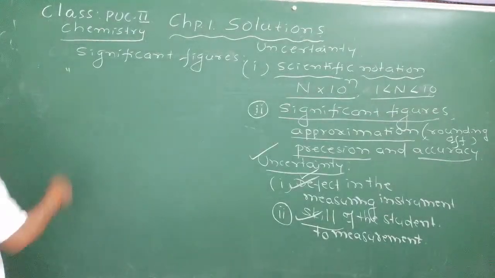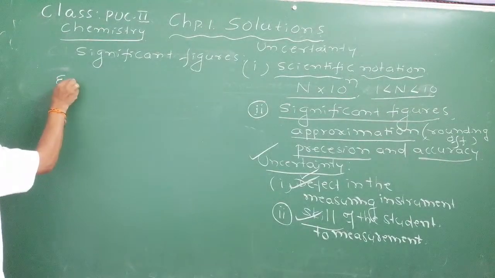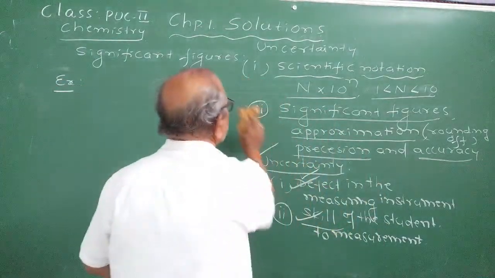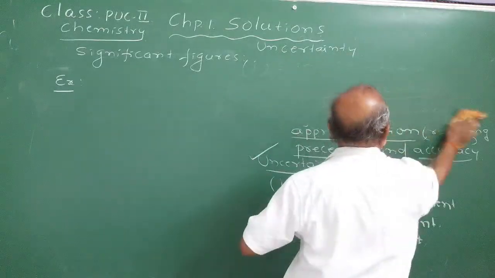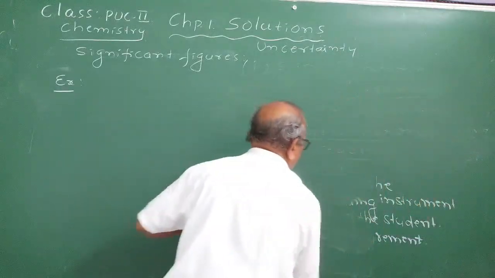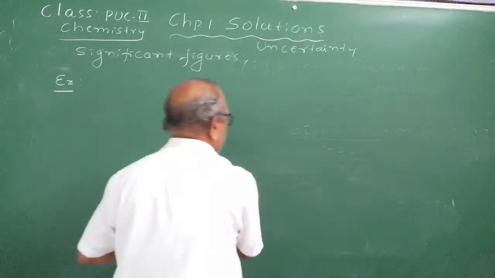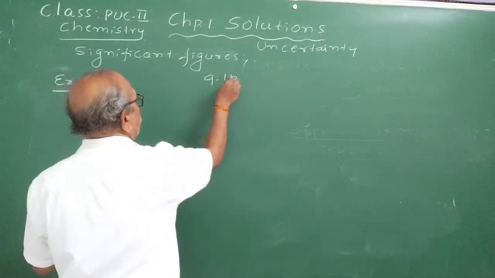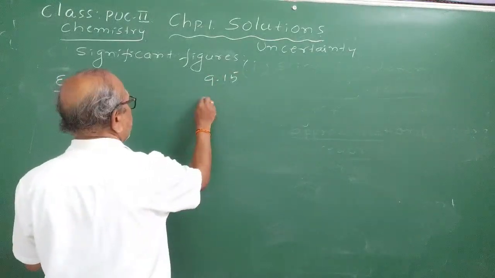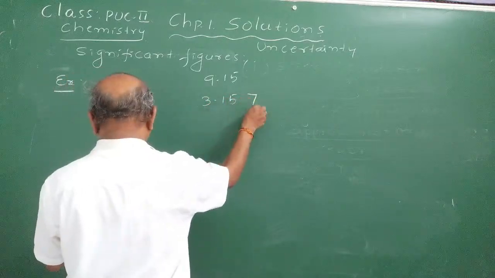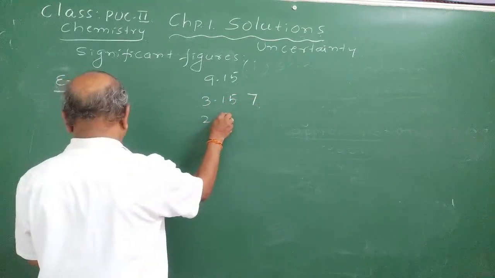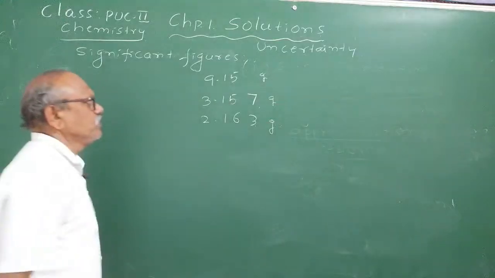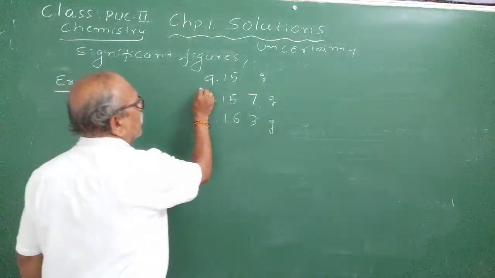Significant figures are nothing but, we'll take one example. What is a significant figure? And there are some rules to decide the significant figures. Generally, whenever you measure one thing, there are two things. One is certain, another one is uncertain, right? For example, if I take the numbers here, 9.15, 3.157, 2.163. Suppose this is the measurement, say in grams, you are measuring. Clear? So generally, there are some rules.